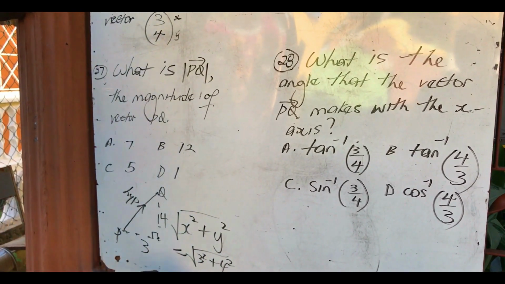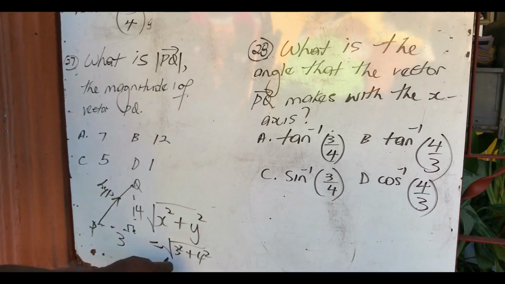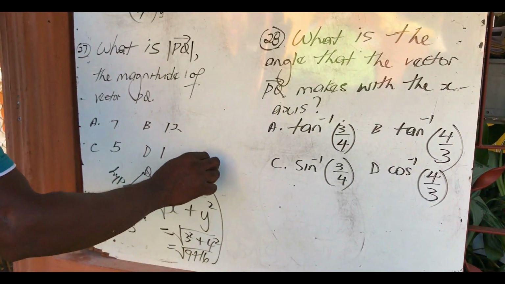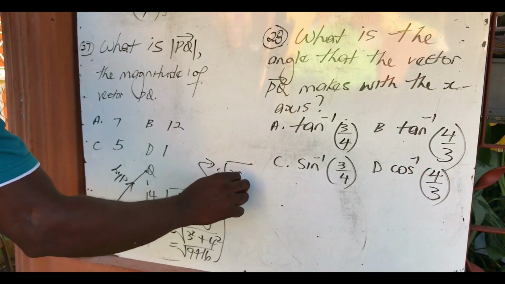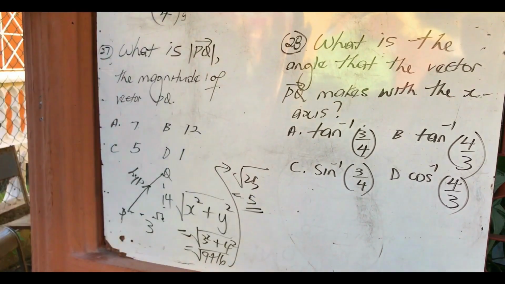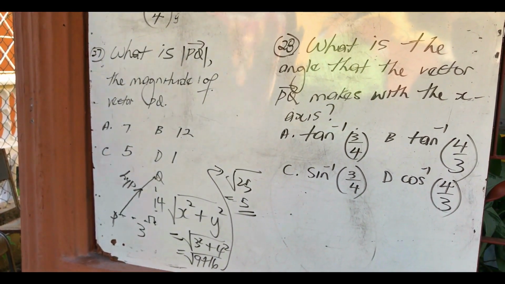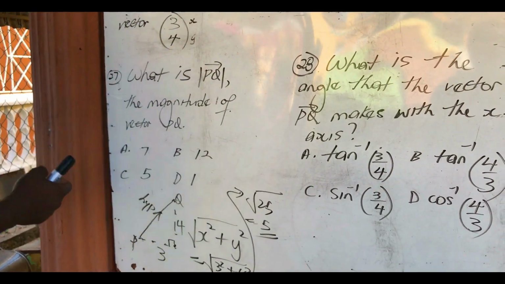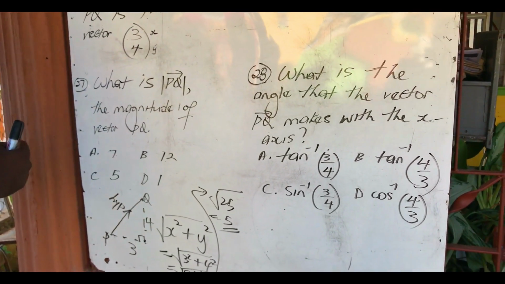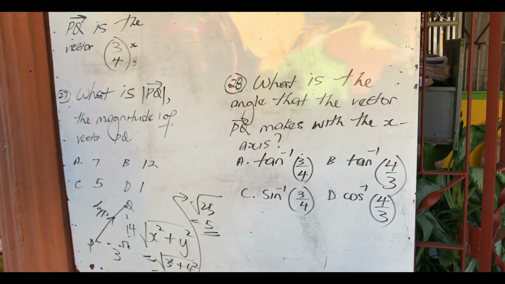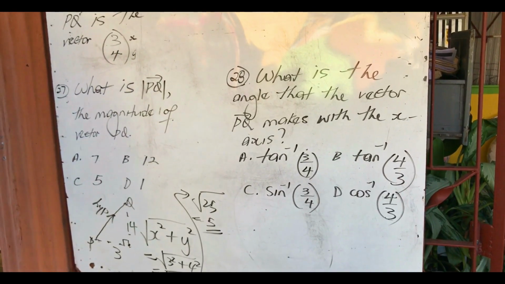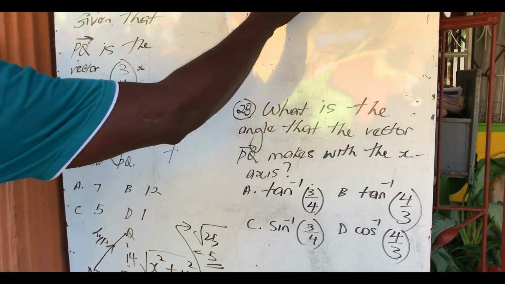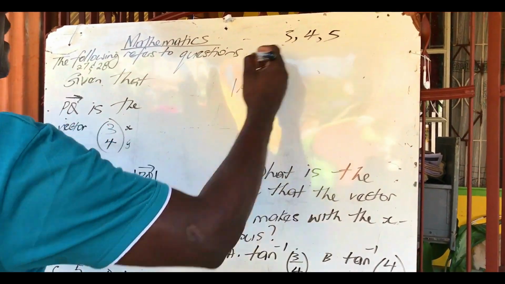We know that 3 squared is 9, 4 squared is 16. So it's the square root of 9 plus 16, which gives us the square root of 25. And we know that the square root of 25 is 5. So if you are doing a multiple choice exam, as soon as you see 3, 4 and you remember Pythagoras' theorem, you know that the hypotenuse has to be 5. So the Pythagorean triplet is 3, 4, 5.